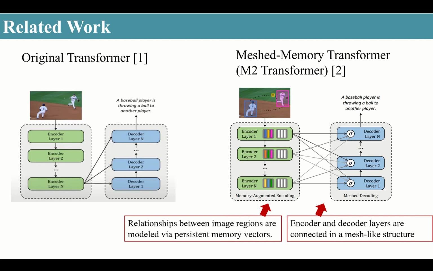And we must be careful because each source code was designed for a specific problem. The source code which was used for a language translation problem may not fit an image captioning task. M2 transformer incorporates two key novelties with respect to all previous image captioning algorithms. One is that the relationships between image regions are modeled via persistent memory vectors, and the other is that encoder and decoder layers are connected in a mesh-like structure.